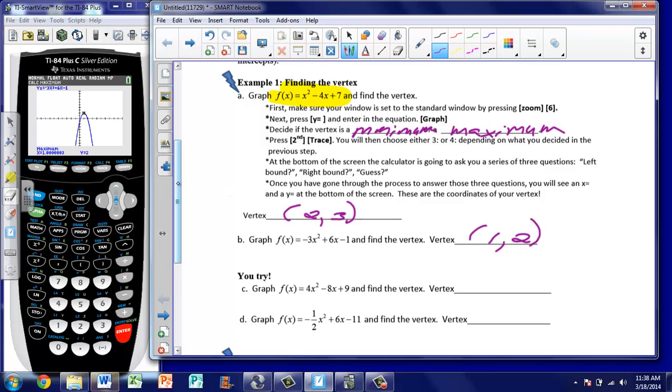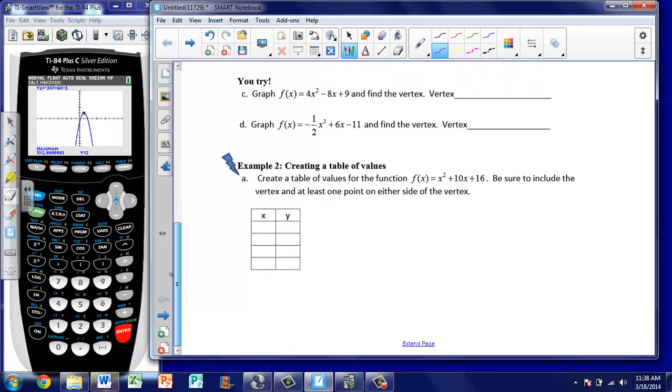All right, you'll do the Try It problems in class tomorrow, so let's move down. Example 2 we're going to move through rather quickly because you've already seen this a little bit. We've created and looked at tables for a few different types of problems, and then you saw them in previous sections from this chapter. But it says create a table of values for the function. Be sure to include the vertex and at least 1 point on either side of the vertex.